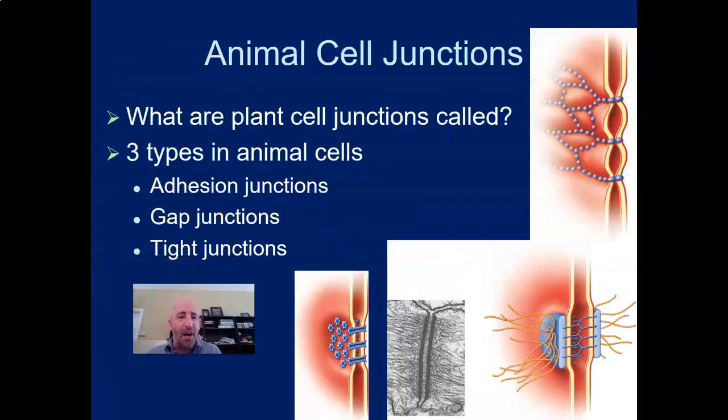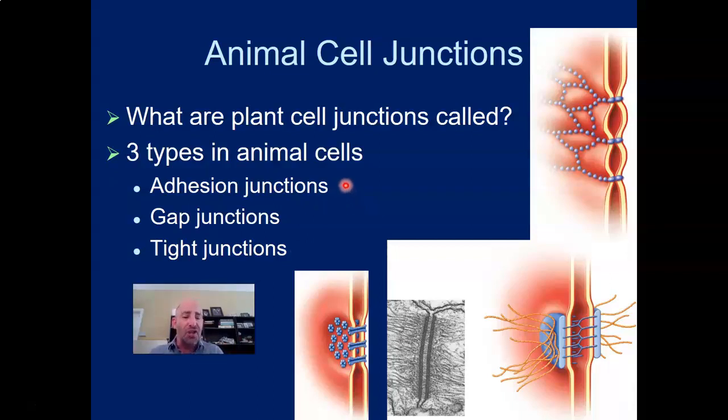We move to animal cells, the outside of animal cells. So plant cell junctions we just talked about, they are plasmodesmata. Animal cells have some junctions based on the type of cell. So there are three types in animal cells: adhesion junctions, gap junctions, tight junctions. These are connections between cells.